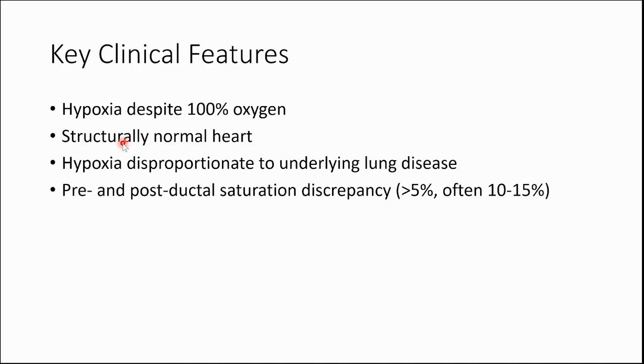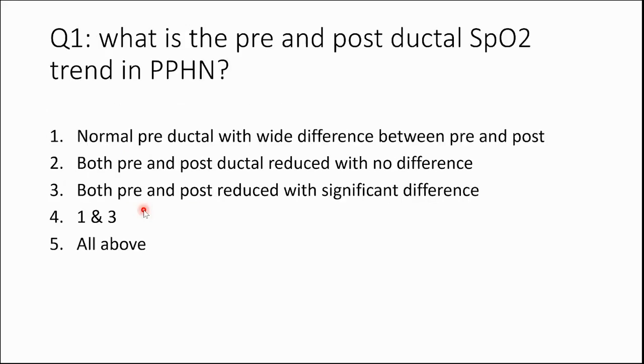And sometimes, even if you see a lung disease, for example a meconium aspiration syndrome baby, or a baby having congenital pneumonia, when you see the X-ray, you can't believe that this baby is having this much hypoxia. So that's why we say there's a component of hypoxia which is disproportionate to the underlying lung disease. And then the famous pre and post-ductal saturation difference, typically above 5%, but generally 10 to 15%.